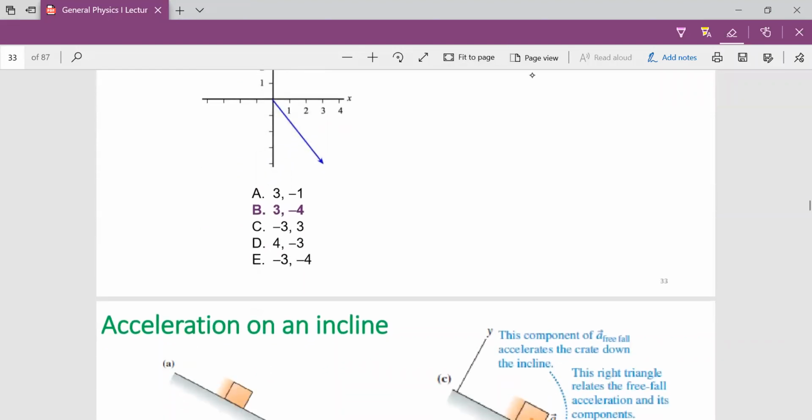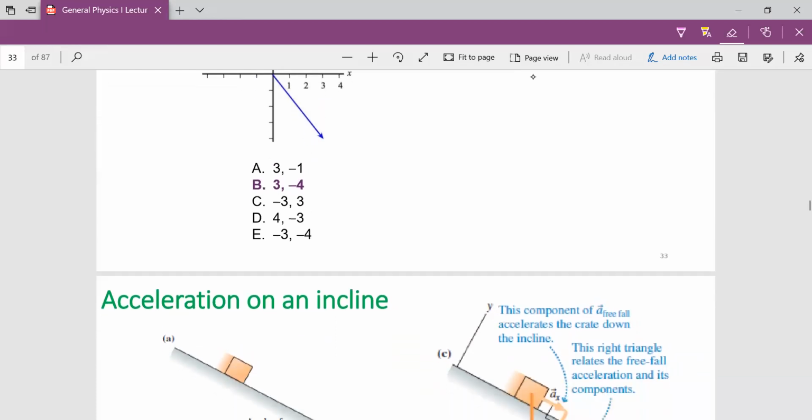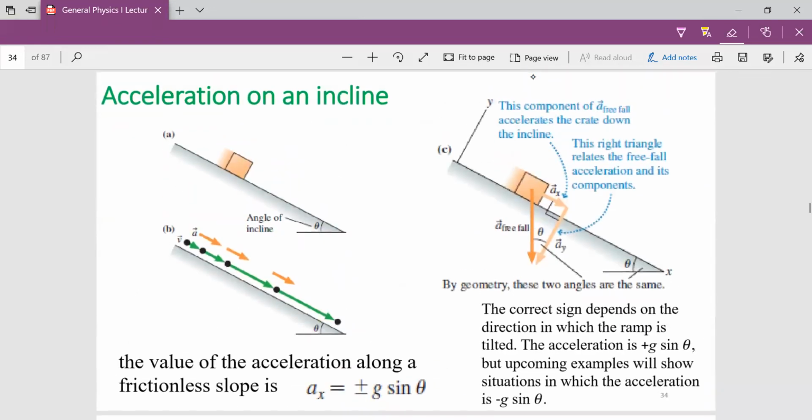So by next class, we'll be starting with the acceleration on an inclined plane. That is acceleration or description of vector as well to solving problems that apply. Okay. All right.